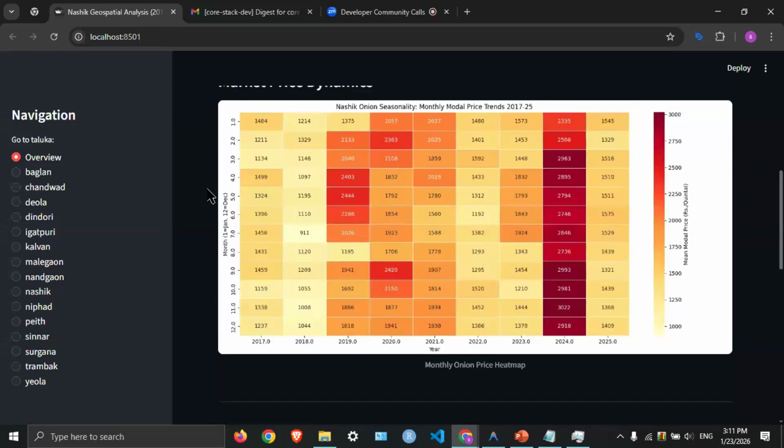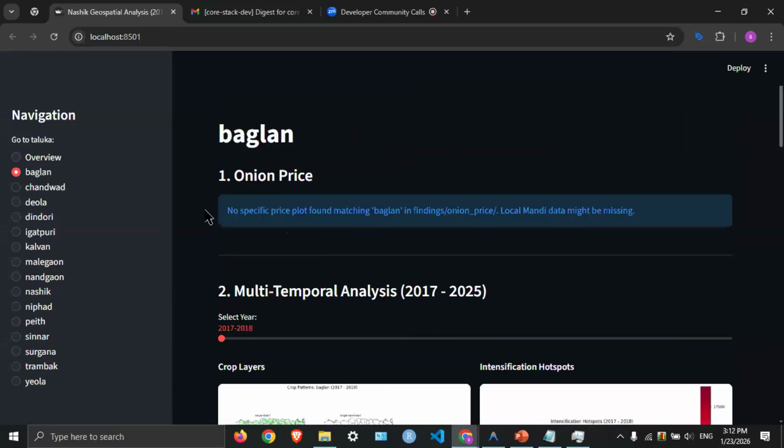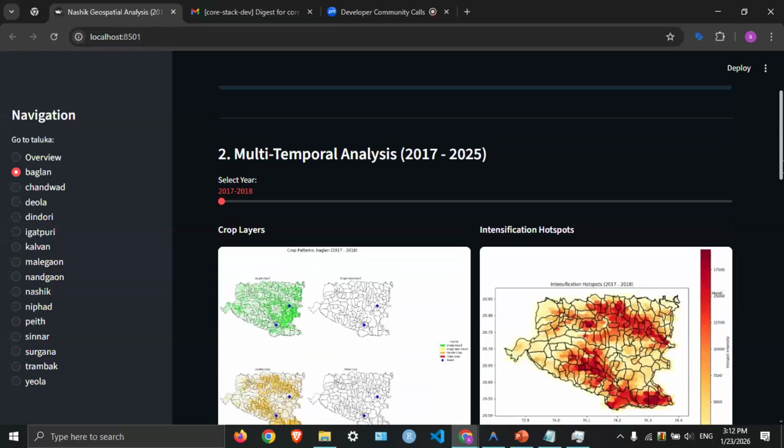Now let's jump onto the talukas. So the onion prices, not every single taluka has a market mandi, hence most of the talukas don't represent the market prices. Now next we will go to the multi-temporal analysis.